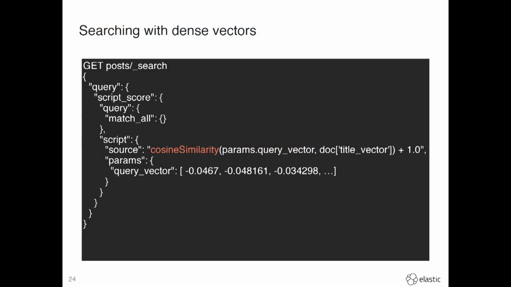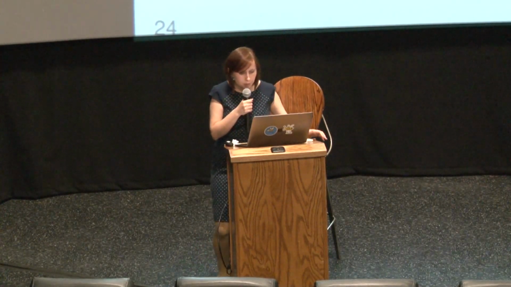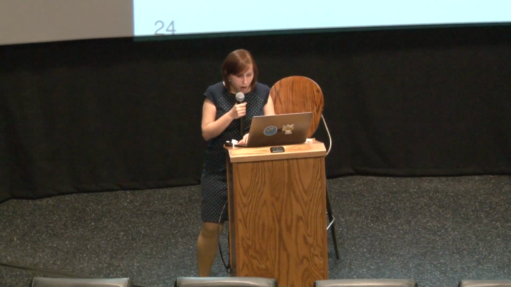For example, here I have a query with cosine similarity. I'm giving my query vector as a parameter to the Painless script. And then I calculate the cosine similarity between my query vector and all the vectors from the doc title vector field. I also add 1, and the reason is that from Elasticsearch 7.0, we don't allow any negative scores. And because cosine similarity can start from -1, I make sure that my query produces a non-negative score with this +1 operation.